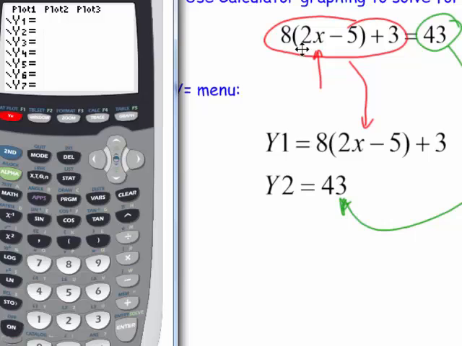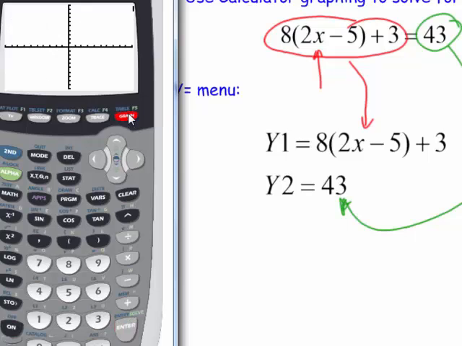So I come in here, I'm going to graph 8 times 2x minus 5 plus 3. So I'm going to go 8 times 2x, remember that variable button, minus 5, parentheses, plus 3. And I can also graph y equals 43. And I'm going to go ahead and graph.